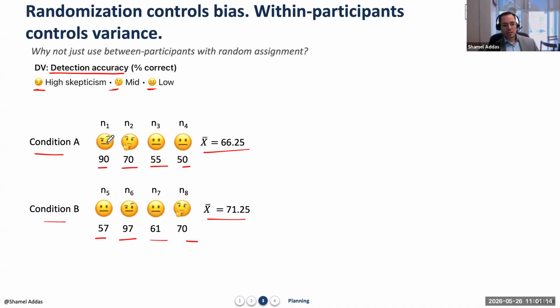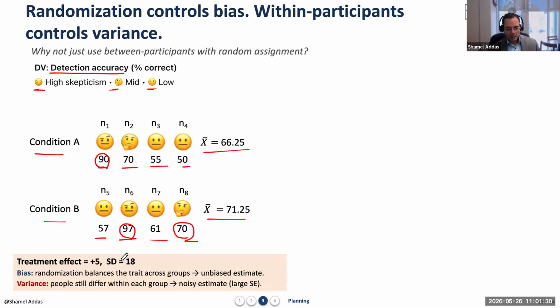So notice that the people with higher skepticism tend to score higher. So this one got 90. This one is also higher, so got 70. This one is also higher, so got 97. So there is this variance within each group because of the skepticism.